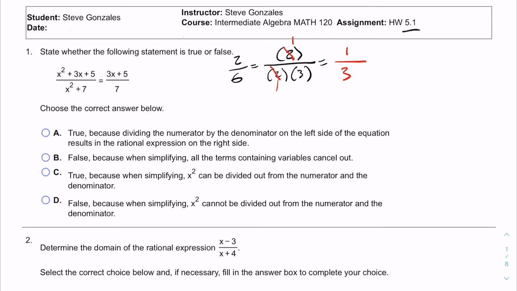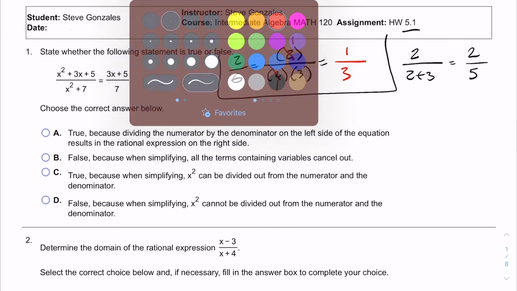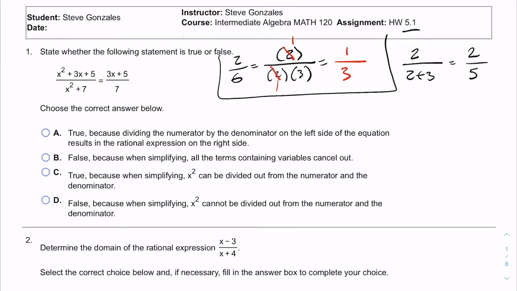That's great. But what do people do when they start having polynomials? They forget these basic rules and they start doing some crazy things. So let me show you that crazy thing that they would do. If you did this crazy thing in arithmetic, I think you would know it's not right. If I said 2 over 2 plus 3, well, we know that that actually equals 2 over 5, right? 2 plus 3 is 5.